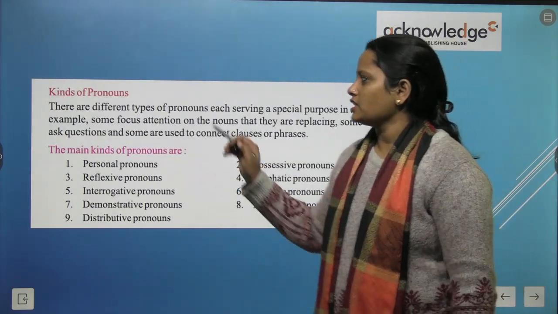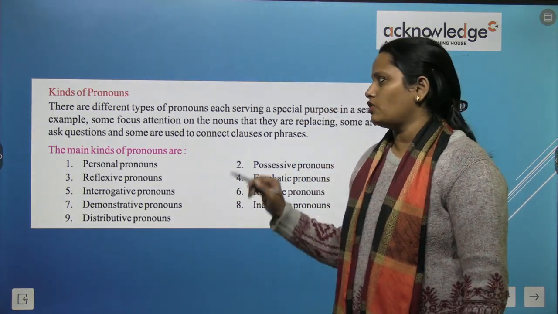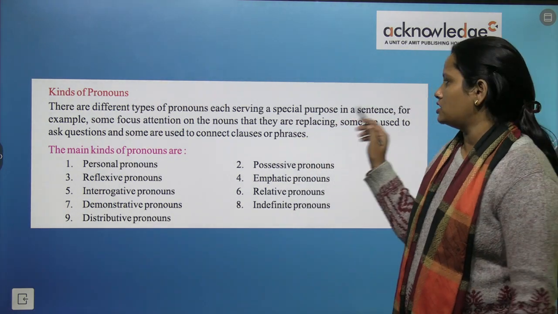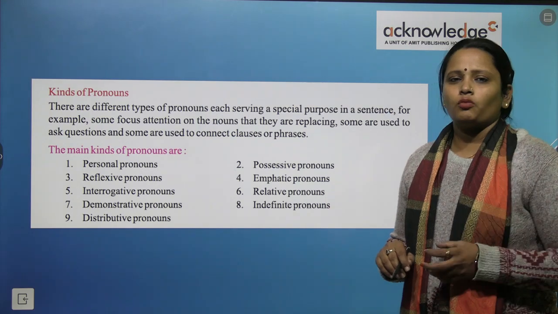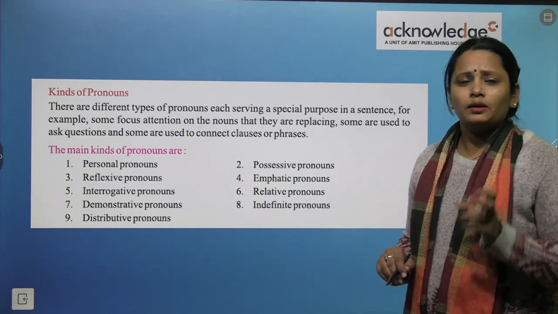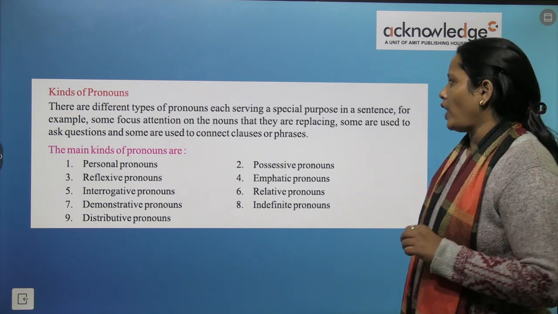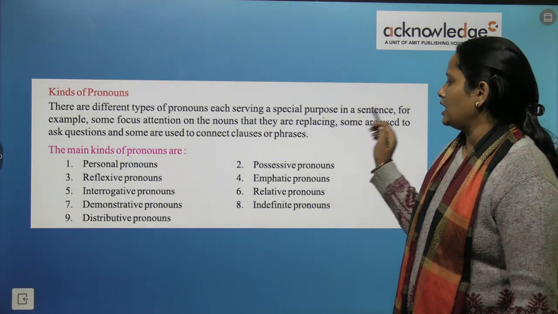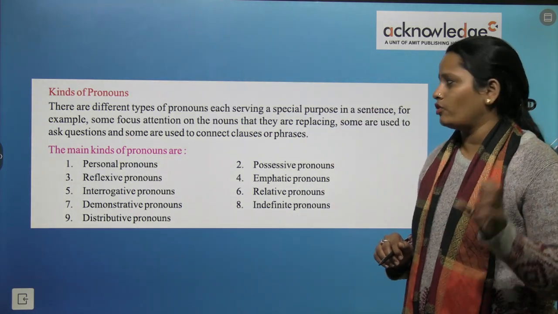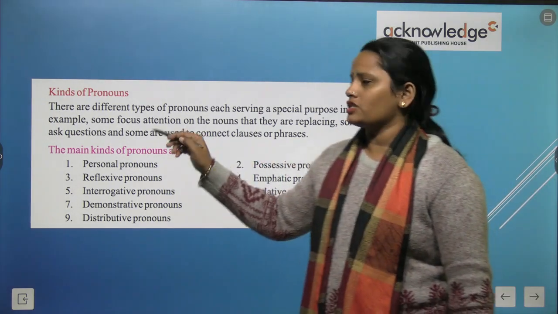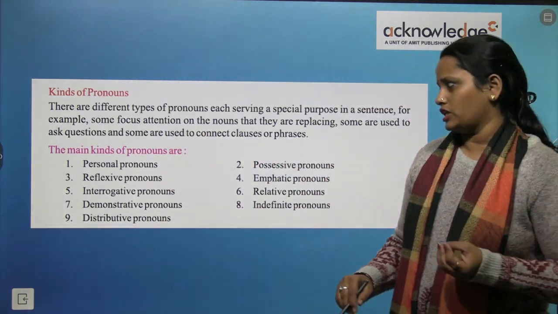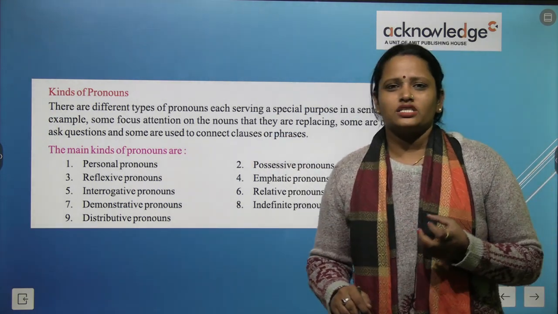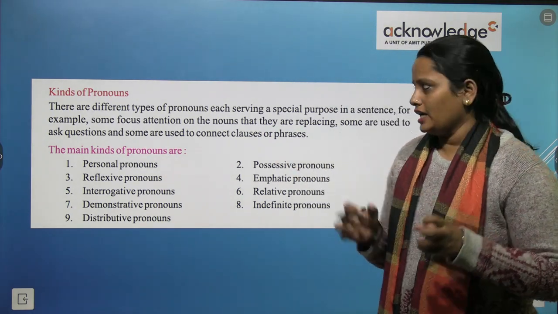Now, next is kinds of pronoun. कौन-कौन से kinds of pronoun हैं? Let's see. There are different types of pronouns, each serving a special purpose in a sentence. So बहुत सारे types of pronoun होते हैं और हर pronoun की एक अलग अपनी ही value होती है. For example, some focus attention on the noun that they are replacing. So कुछ जो है noun के ऊपर focus करते हैं. Some are used to ask question. कुछ pronoun ऐसे हैं जो question पूछने के काम आते हैं. And some are used to connect clause or phrases. और कुछ pronoun ऐसे हैं जो clause और phrase को connect करने के काम आते हैं.